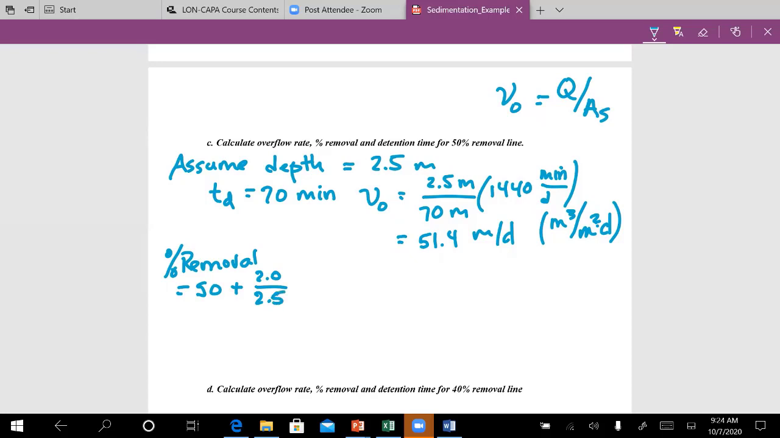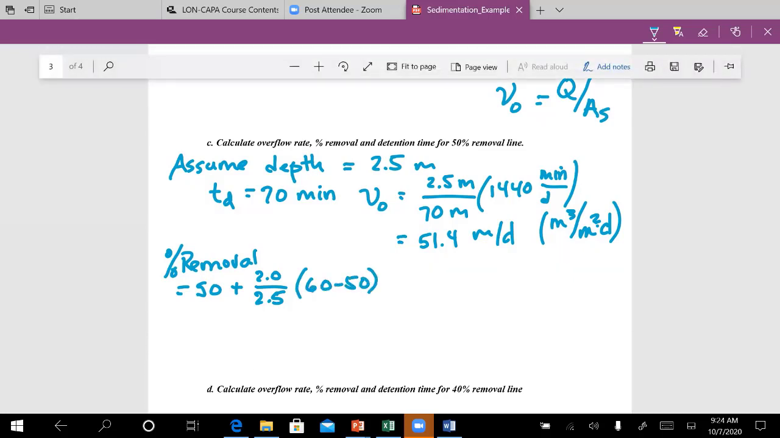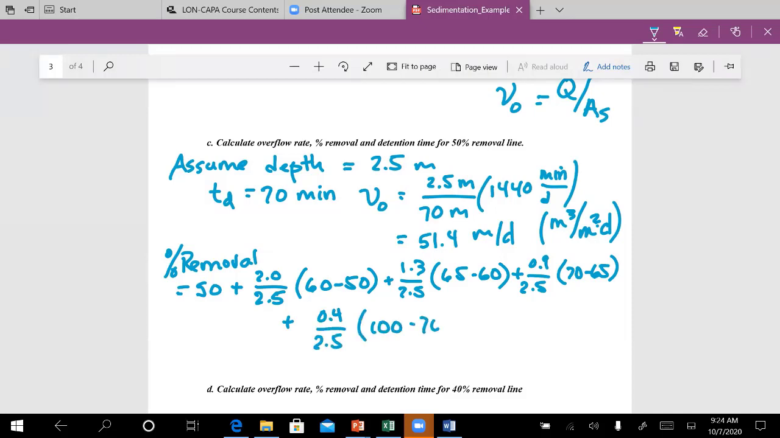We will always divide by the assumed height times 60 minus 50, plus 1.3 over 2.5 times 65 minus 60, plus 0.9 over 2.5 times 70 minus 65. I'll go back to the diagram in a second. Plus 0.4 over 2.5 times 100 minus 70.